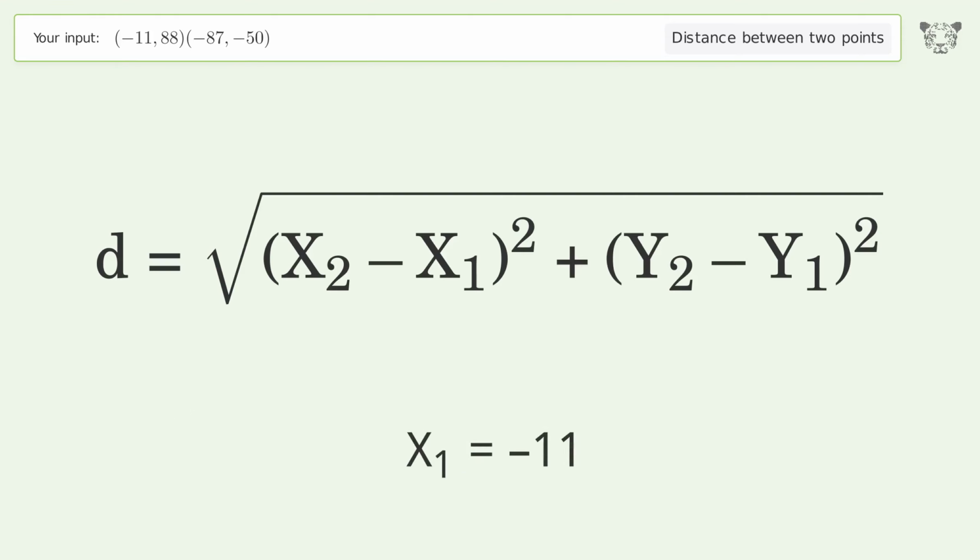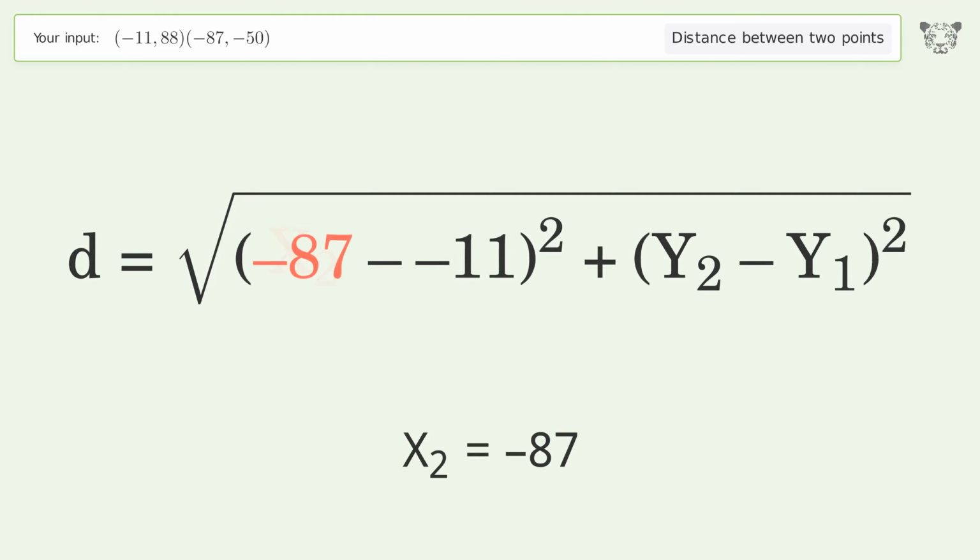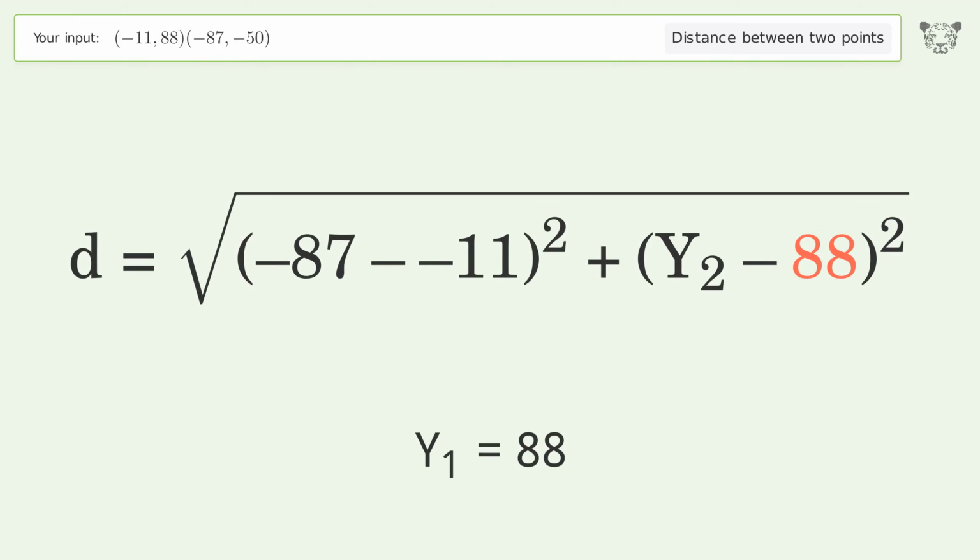x1 equals -11. x2 equals -87. y1 equals 88. y2 equals -50.